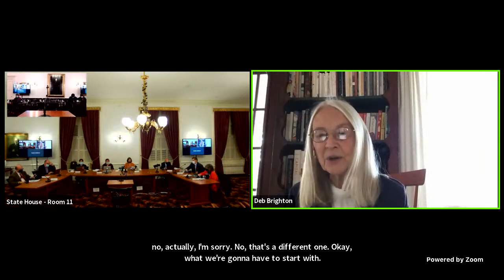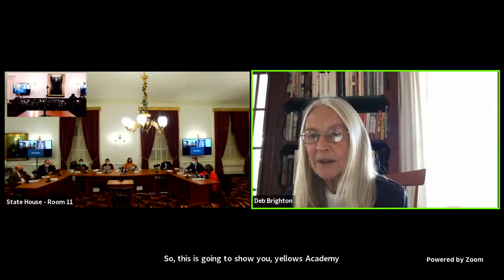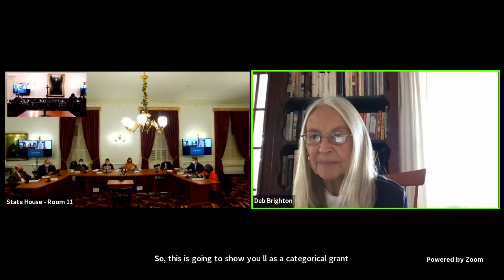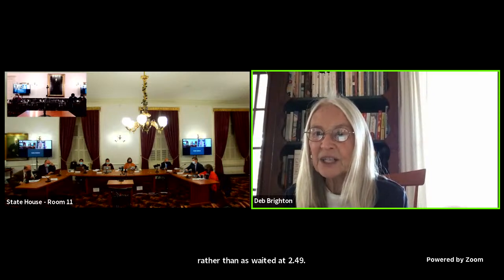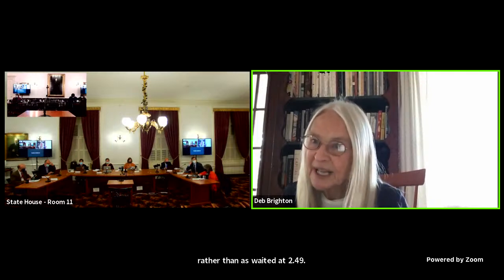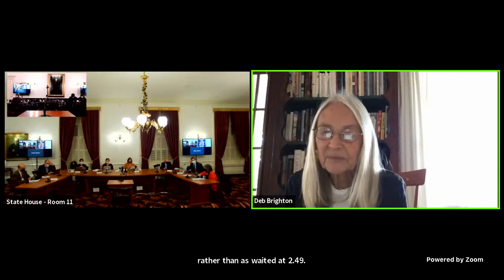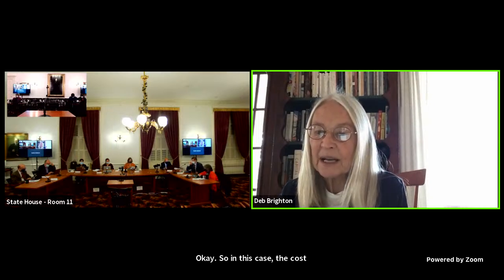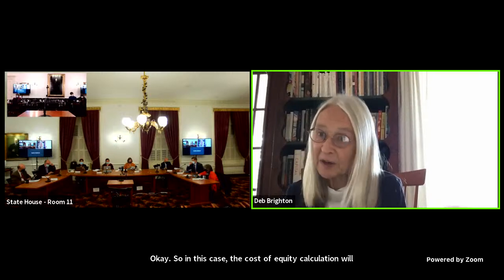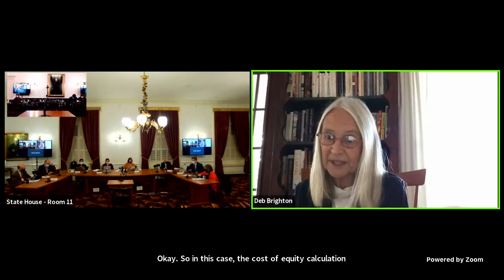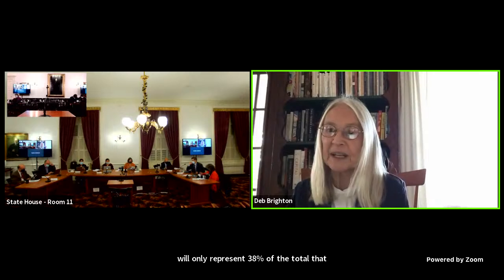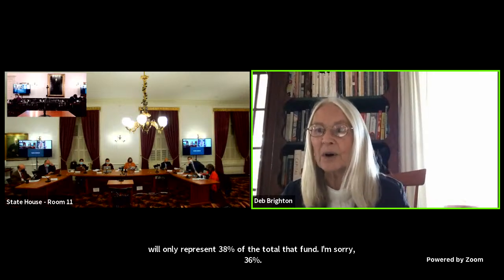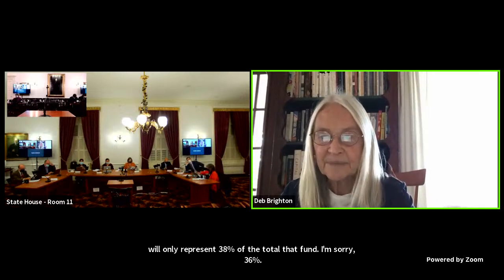So this is going to show you ELL as a categorical grant rather than as weighted at 2.49. But it's actually the approach that I want to be really clear about. Okay, so in this case, the cost equity calculation will only represent 38% of the total ed fund. I'm sorry, 36%, because it's a slightly lower amount.